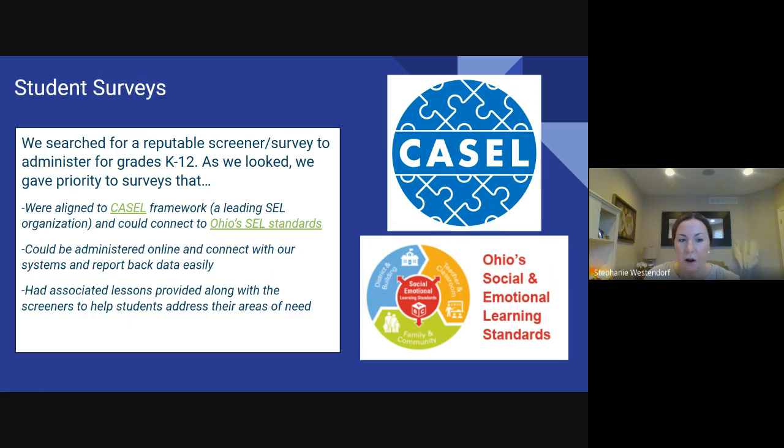Next, I wanted to share our criteria for choosing these screeners. So before we picked a screener, we decided that these were going to be the criteria and the important things that we needed to see from these screeners in order to offer them to our students. So the first is that we wanted a screener that was aligned to the CASEL framework. So CASEL is a leading SEL organization, and a CASEL, it's sort of like a mark of approval that we know it's a quality SEL framework. So we wanted it to align to CASEL. And we also wanted it to connect to Ohio's SEL standards. So that was the first piece of criteria that we're looking for in a screener.